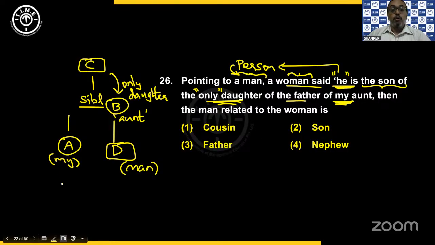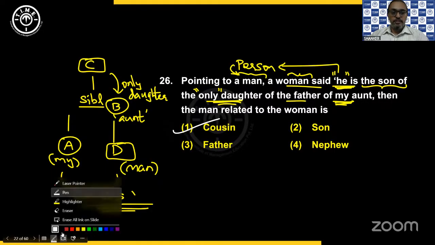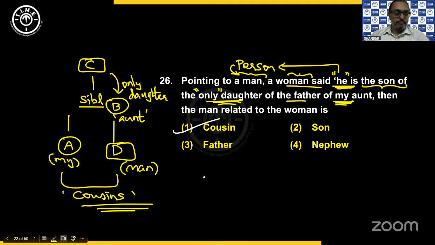Now the question is, how is the man related to the woman? Woman is my. So what is the relation between these two? They are cousins. They are cousins because one of their parents are siblings, hence they become cousins. And that is given to us in the first option, choice one. Correct? Okay. So always look into the family tree. Whenever blood relations are given, work using a family tree. Okay.